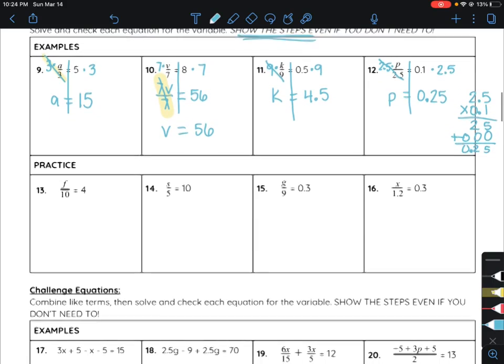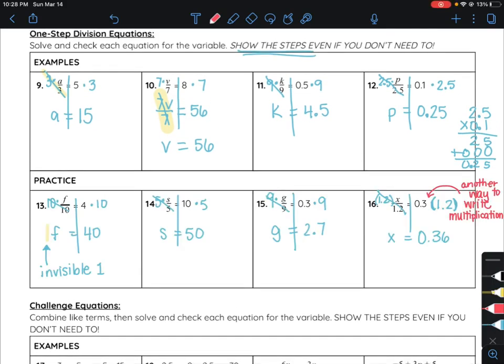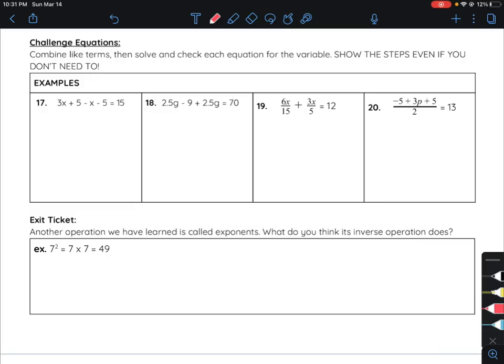All right, I'm going to show the next ones without talking through them. And here are the answers for 13 through 16. So you can just copy down those steps, or you can try them on your own and pause here to check your work. Last up here, let's choose one of our challenge equations, and we're going to look at the steps. Feel free to solve the others if you'd like, but we're not going to go over them in the video.